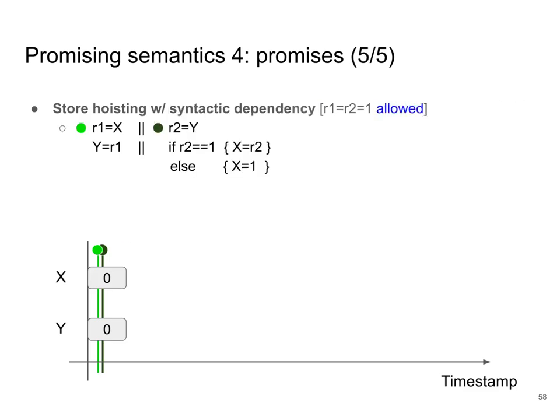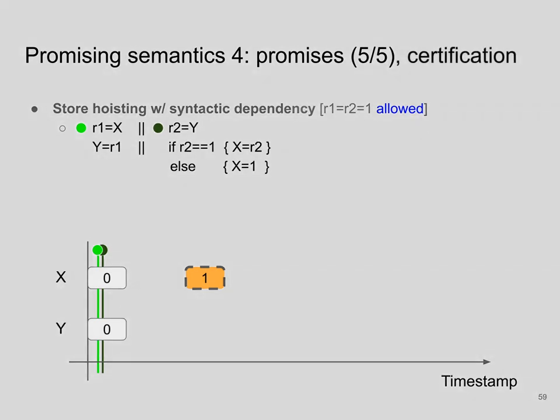So let me explain the final example where there is a syntactic dependency, but there is no true semantic dependency between the first and the second instruction. So the story is almost the same as for the first example. The second thread needs to promise to write x equals 1. And let me certify this execution.